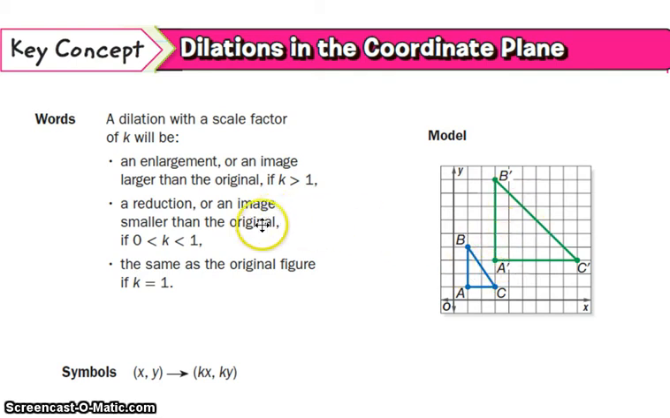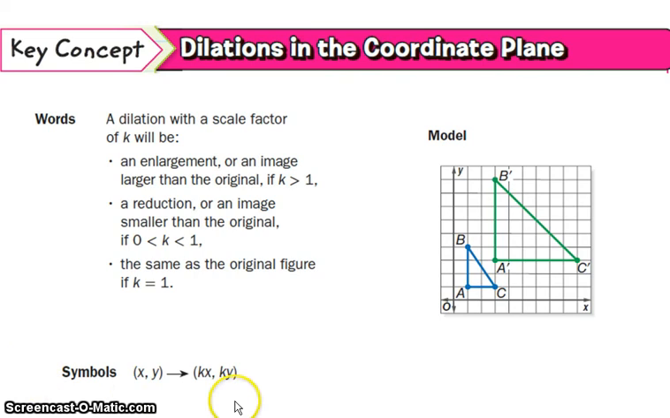If your K, or your scale factor, is a fraction or a decimal, it is going to make your pre-image smaller. Okay, if you look right here, it has to be in between 0 and 1. So any fraction or decimal. If you have a scale factor that is 1, it's going to stay exactly the same size. So in a dilation, the shape stays the same shape. If it's a triangle, it's going to stay a triangle, but the size will change. Okay, very simple to do.